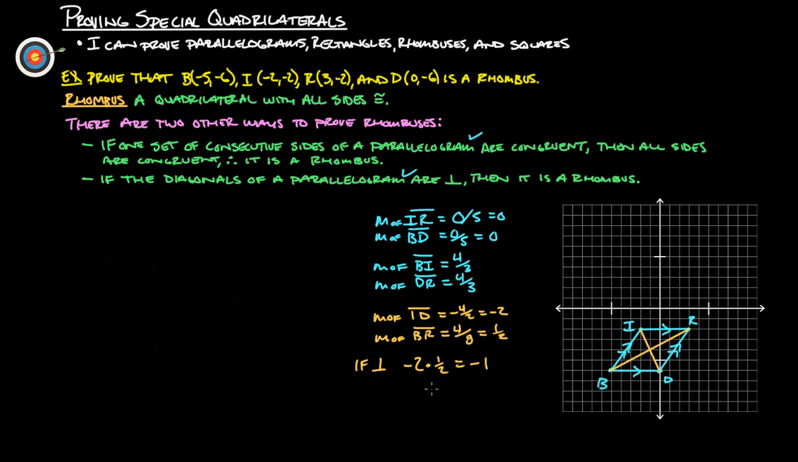Negative 2 times 1/2 is negative 1, so they are perpendicular. Therefore we have proven that it is a rhombus. First we proved it's a parallelogram because the opposite slopes match, and then we showed the diagonals intersect at a right angle, because their slopes multiplied together to get negative 1.